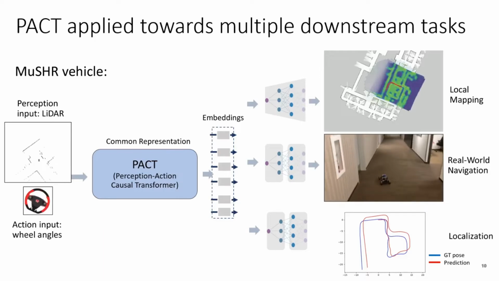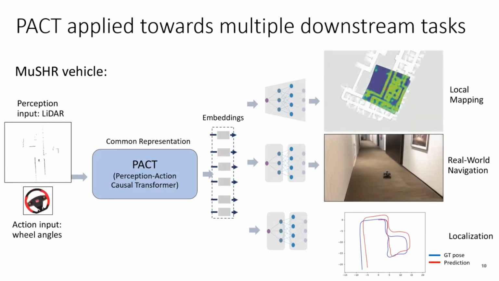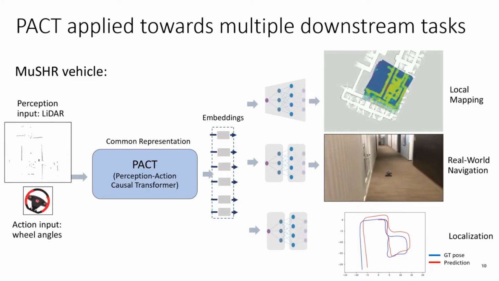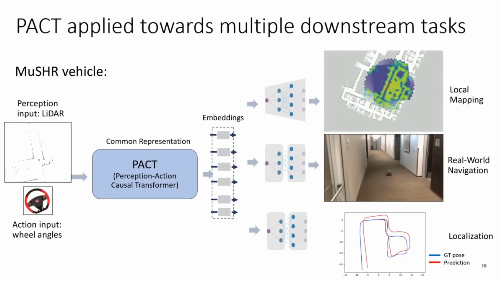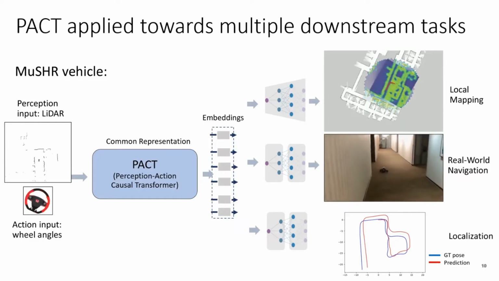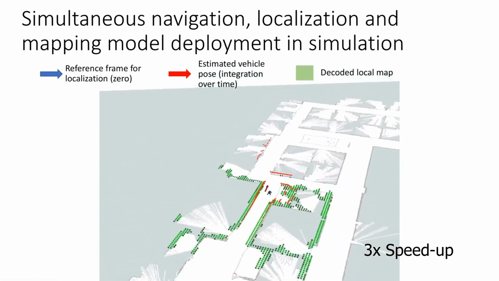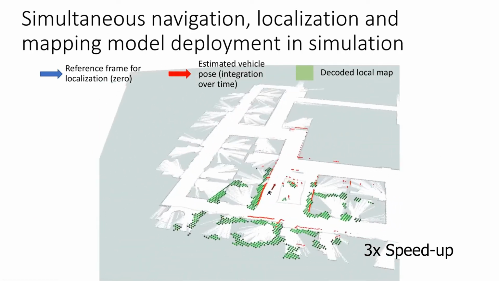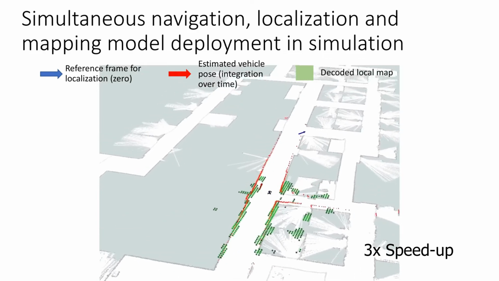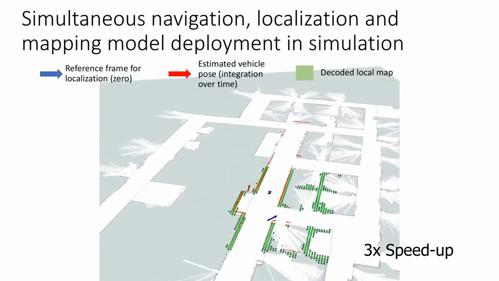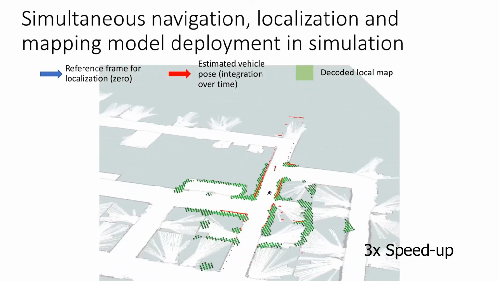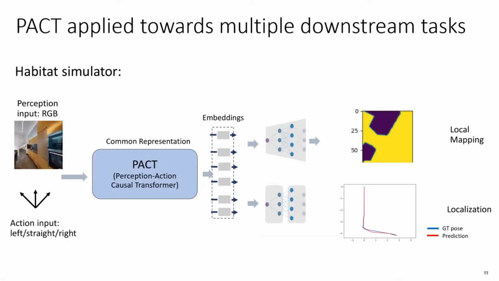After pre-training, we can fine-tune the PACT representations towards multiple downstream tasks by coupling different downstream task decoders. Here you can see three examples of a local mapping network, real-world navigation examples, and localization. We also have examples for the Habitat environment, where we use RGB information and a discrete set of actions to train a representation and then fine-tune it towards local mapping and localization.